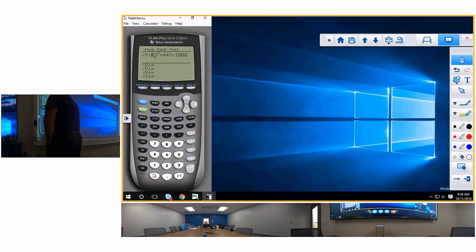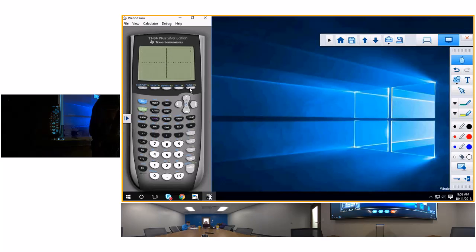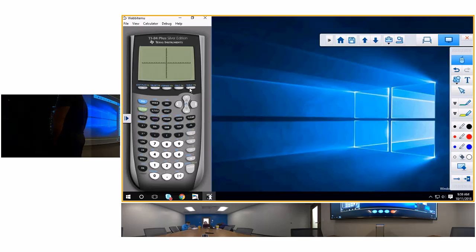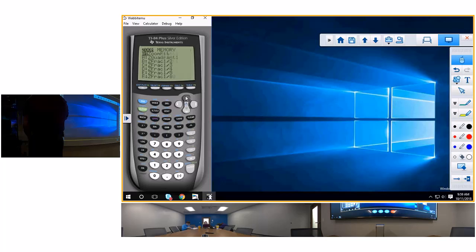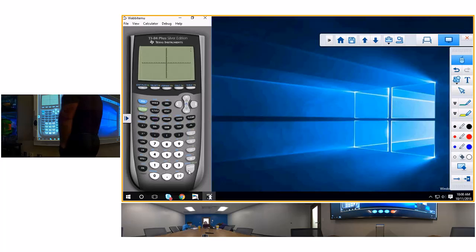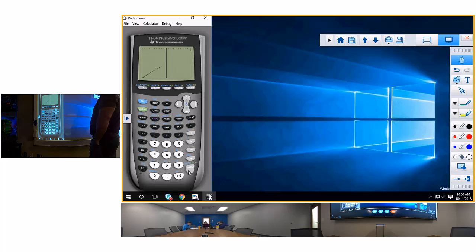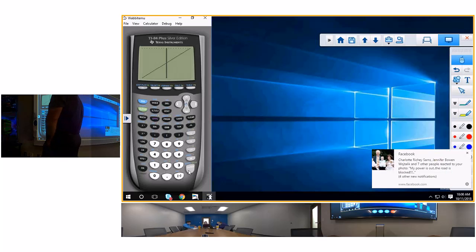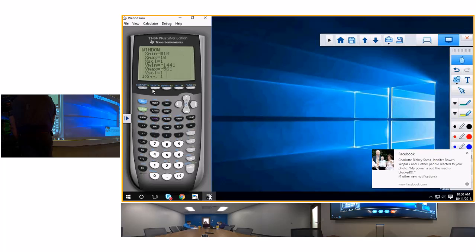And hit graph, and of course you're probably not going to see it. You could probably hit zoom fit. So hit zoom, I'll try zoom fit. Zoom fit is 0. And of course that didn't help. So you're going to have to go to the window and put in some crazy X min and max.